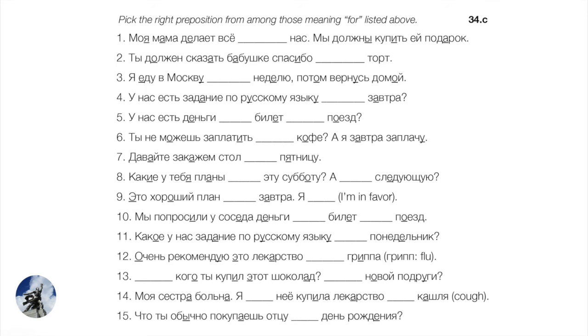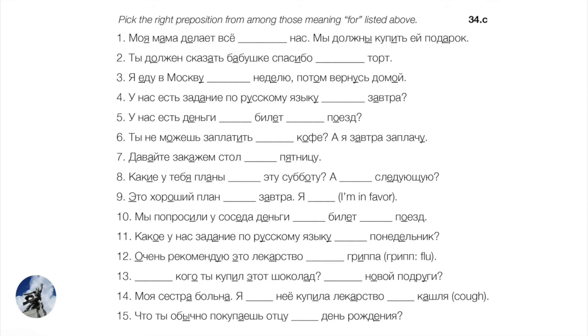Number two, you should tell grandma thanks for the cake. Okay, there we have an idea of exchange. She's given us a cake and we're telling her thanks for the cake. That's going to be за. Ты должен сказать бабушке спасибо за торт.